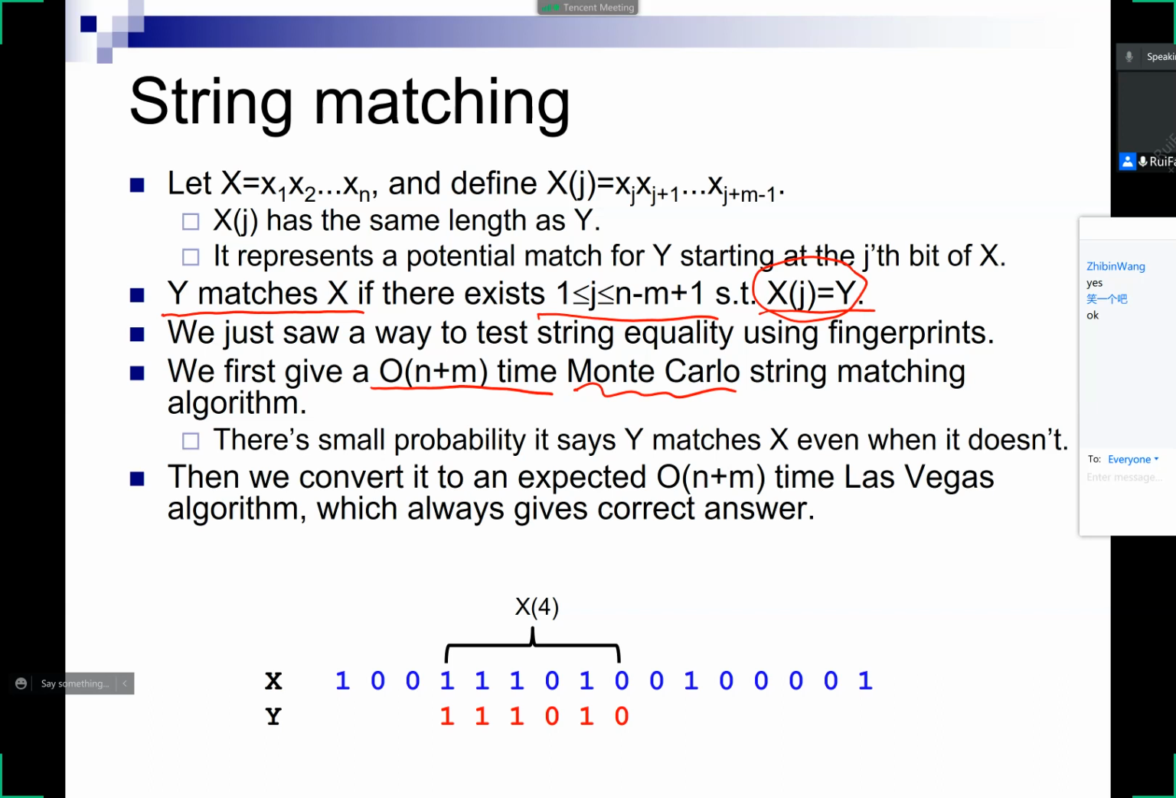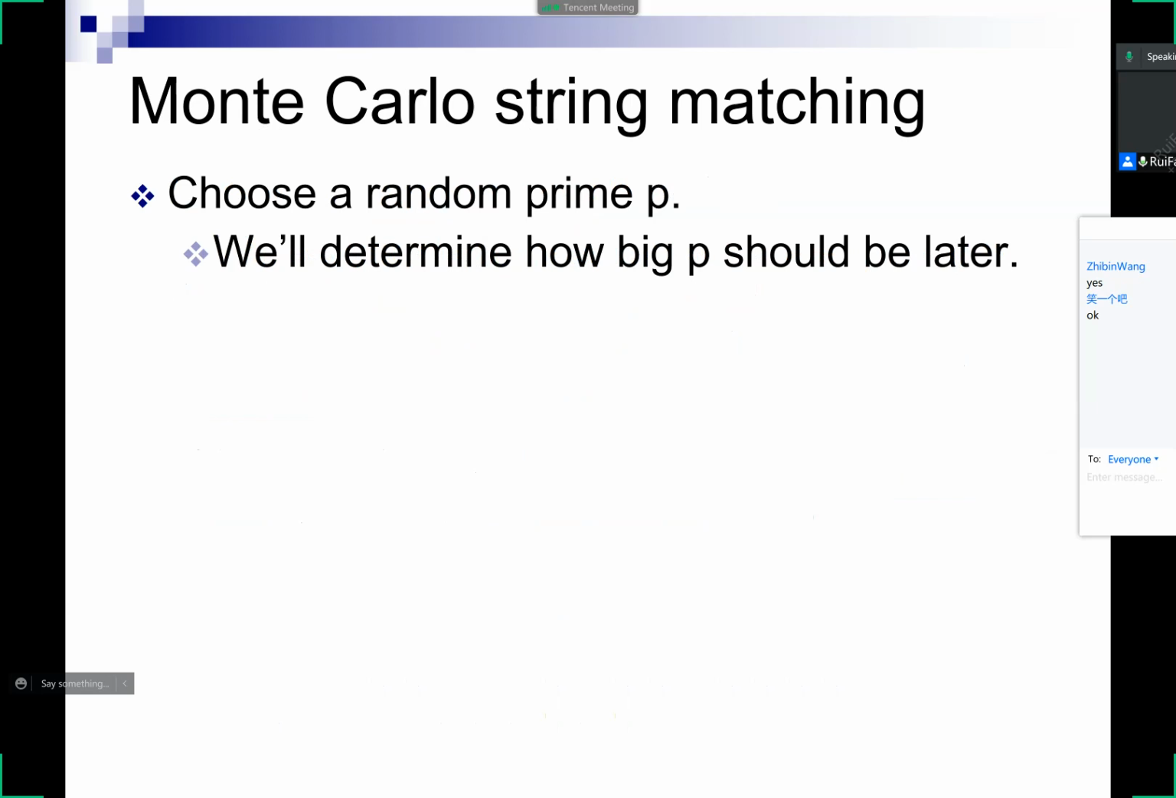Now later, we're going to convert this Monte Carlo algorithm to a Las Vegas algorithm. And when you do that, this algorithm will never make any mistakes. If it says y matches x, then that's true. However, now the running time is going to become a random variable. So sometimes it might run for more than n plus m time. All right. So we're first of all going to talk about the Monte Carlo algorithm.